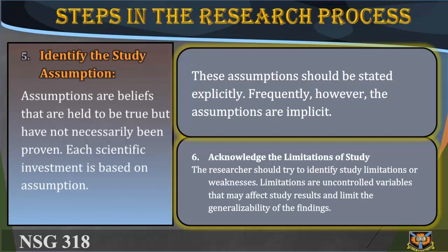For example, the educational level of subjects would be a study limitation if the researcher could not control this variable and thought that it might influence the study results. In experimental studies, uncontrolled variables are referred to as threats to internal and external validity.